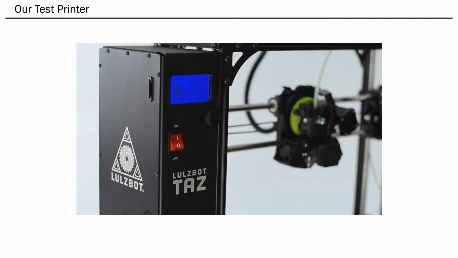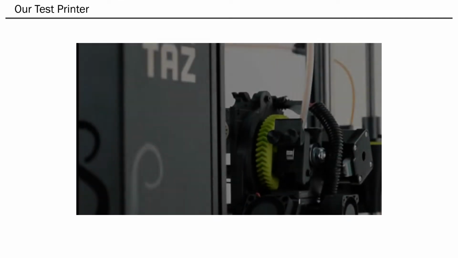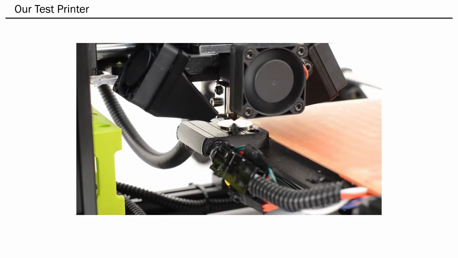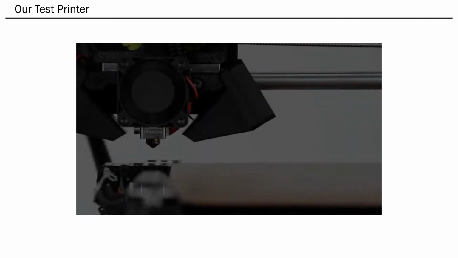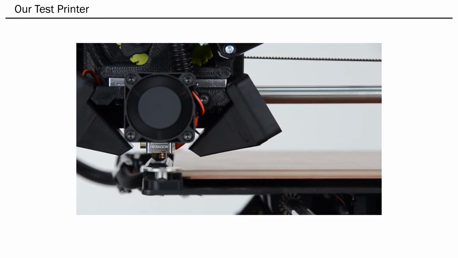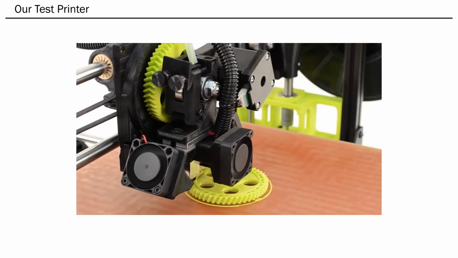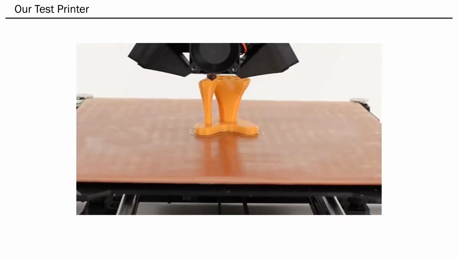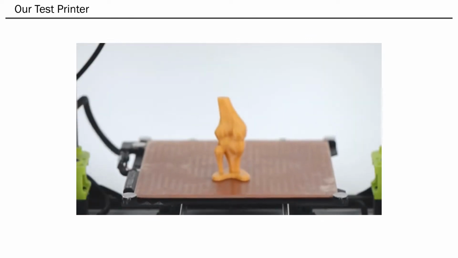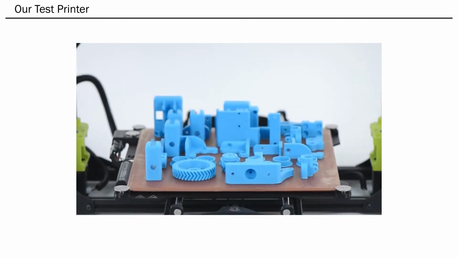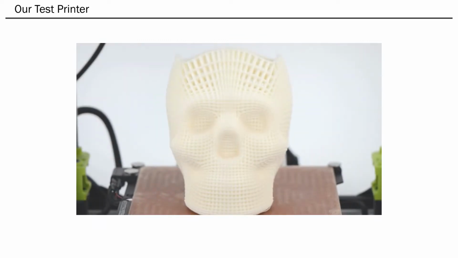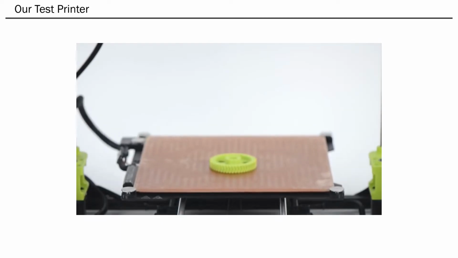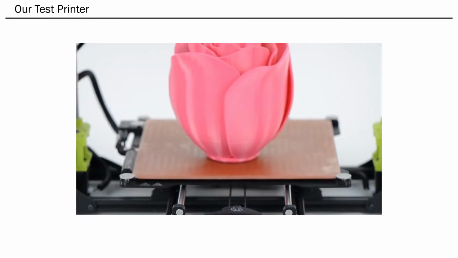This is our test printer, the Lulzbot TAS-6. It's a fused deposition modeling printer, which forces plastic filament through a heated nozzle. The filament fuses to itself and hardens as it cools. The shape is produced by moving the printhead and bed relative to each other. This model uses a Cartesian coordinate system, meaning the position is actuated by stepper motors controlling linear X, Y, and Z axes.